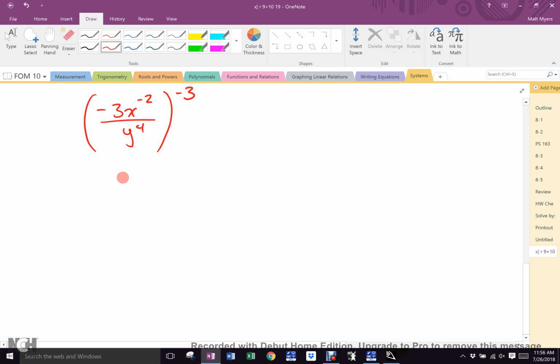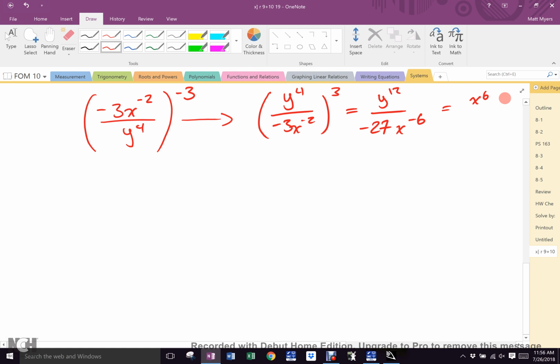That's one way you could approach this question. So I'm going to do this question in two ways. One, I'm going to recognize that it is going to flip this over, and it's going to become y to the 4th over negative 3x to the negative 2, now to the positive 3, because the flip only fixes that. Now the 3 goes into everywhere in the brackets. Y to the 12th, negative 3 cubed. Negative 3 times negative 3 times negative 3, negative 27. X to the negative 2 times 3 is negative 6. What, that isn't allowed? Since it's already in the denominator, it has to move back to the numerator.